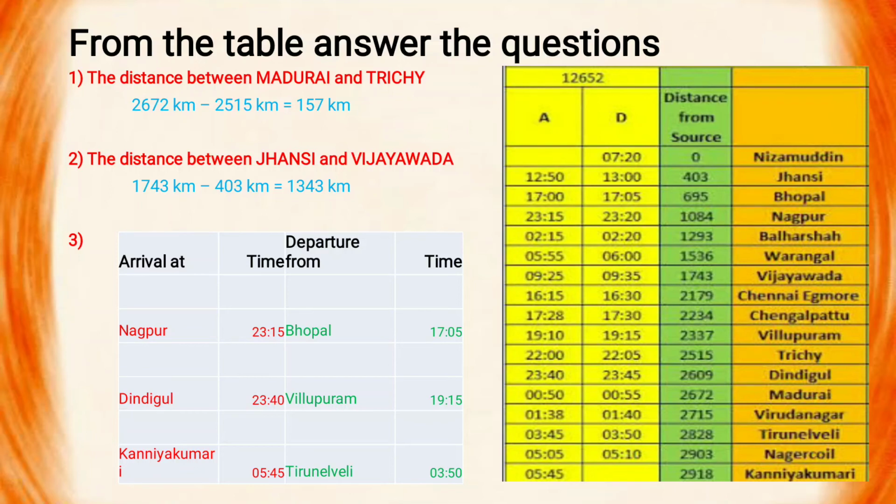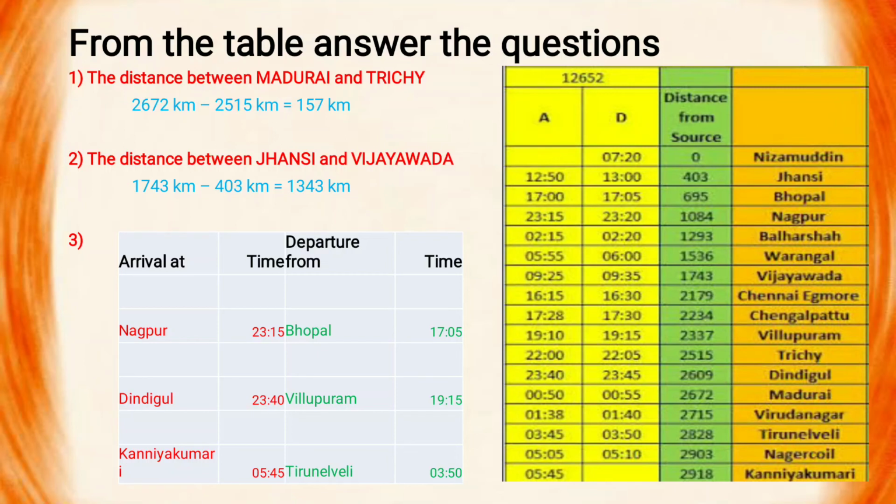So here I am giving some questions. We are going to find the answers using this given information. The first question is the distance between Madurai and Trichy. See the distance of Madurai. For Madurai they have given the distance as 2672 km, and for Trichy they have given 2515 km. Just subtract, you will get 157 km. So the distance between Madurai and Trichy is 157 km.